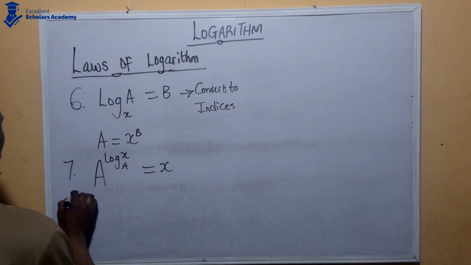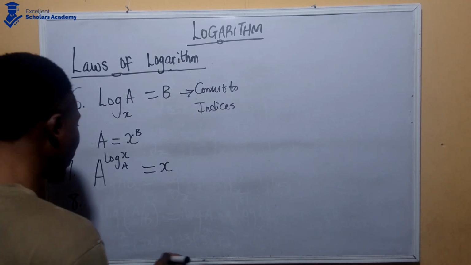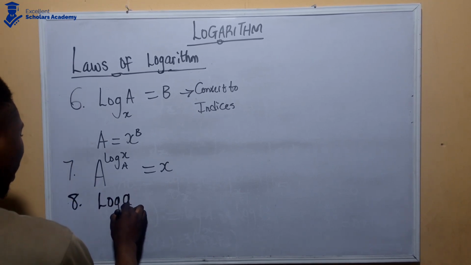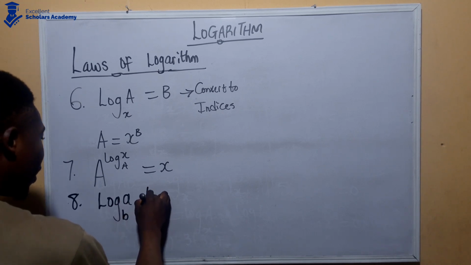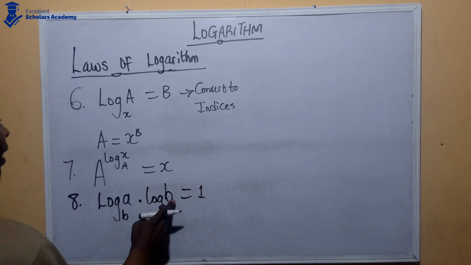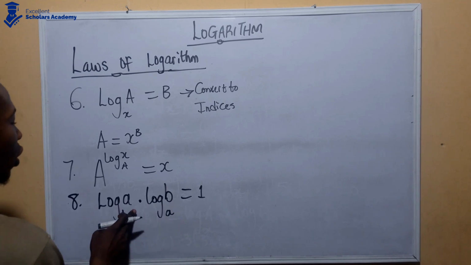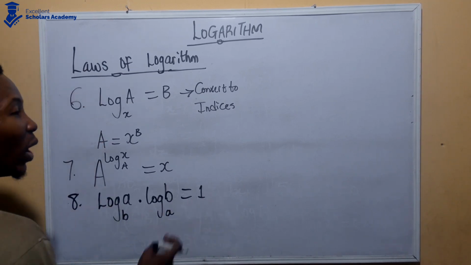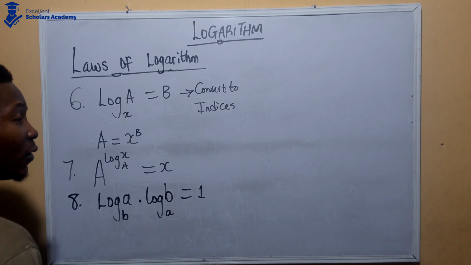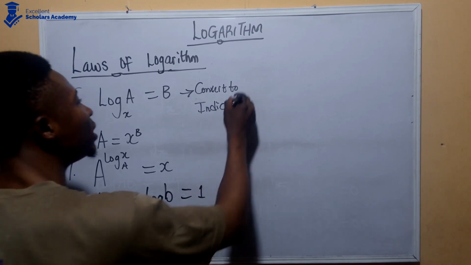The next law we're going to look at is the law that says that if you have log a base b multiplied by log b base a, it is going to be equal to 1. This is like the inverse of this. So if you multiply this, you're going to have 1. Now let's look at the next law.